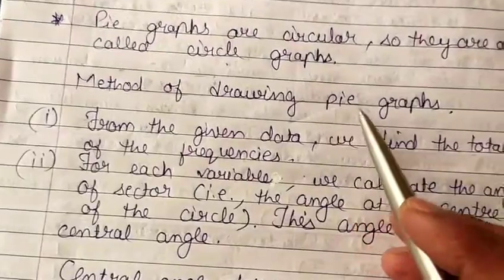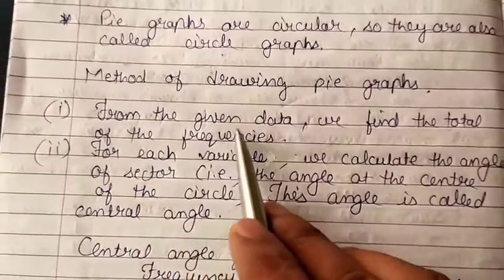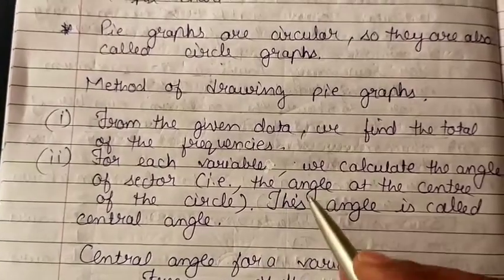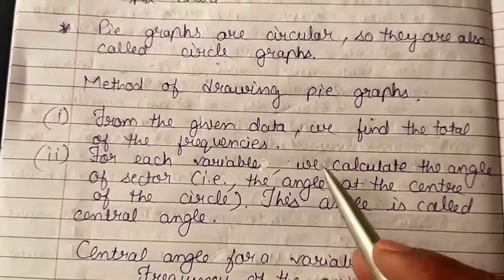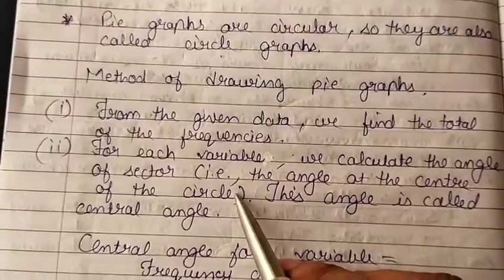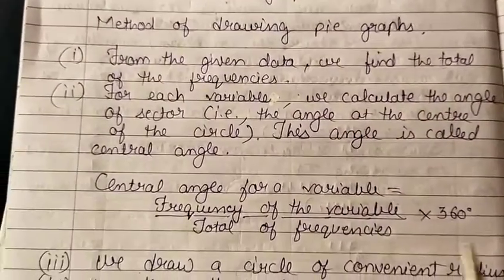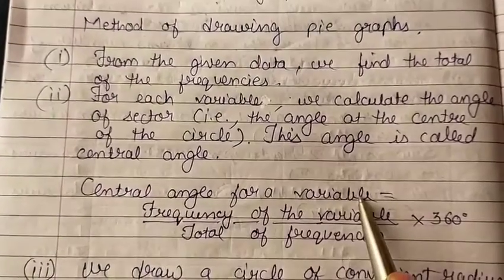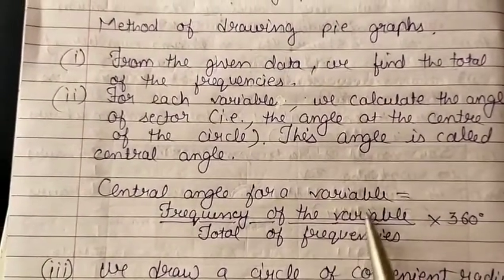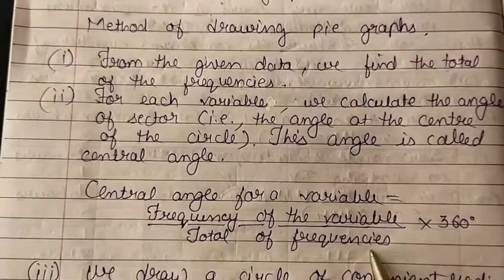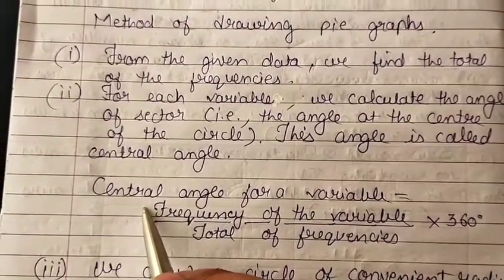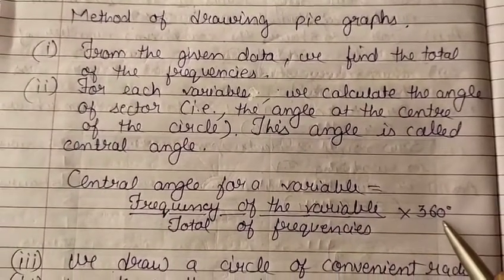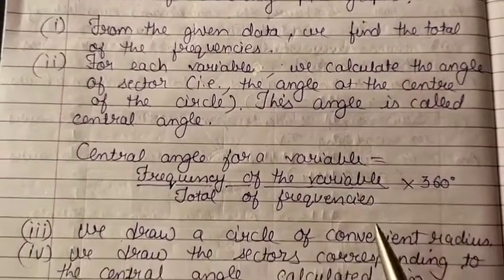Now, the method of drawing a pie chart. From the given data, we find the total of frequency. For each variable, we calculate the angle. Now, dear student, how to calculate the angle for each sector? Central angle for the variable is the frequency of the variable divided by the total frequency. Whatever the frequency is given, you have to divide it by the total frequency and multiply it with 360. You will get the central angle.